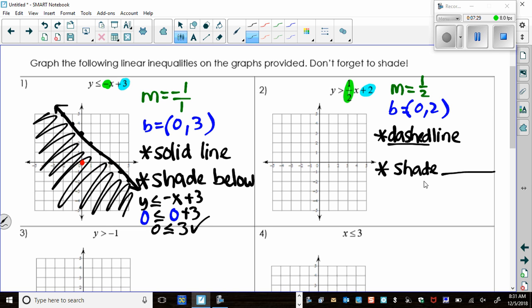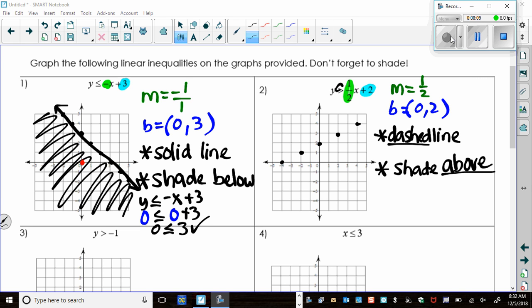The shading part: now if you see this greater than symbol, remember my little trick of making a G? Anything that's greater than a number is always above. If you were looking at a number line, all the numbers that are greater than are to the right. In this case, we're going to be shading above. Okay, so take a second to graph this linear inequality. Make sure you have a dashed line and you shade above.